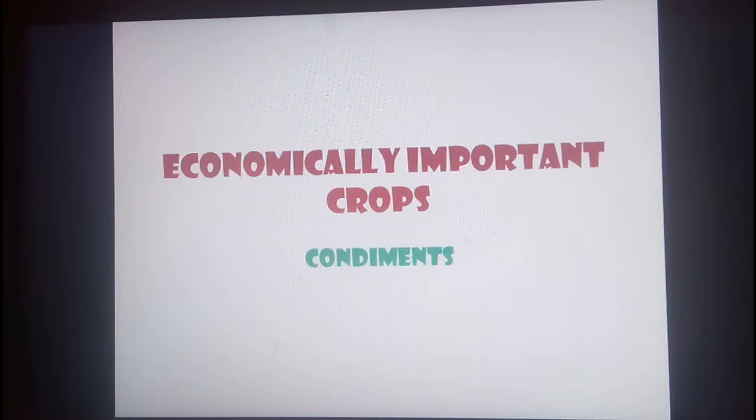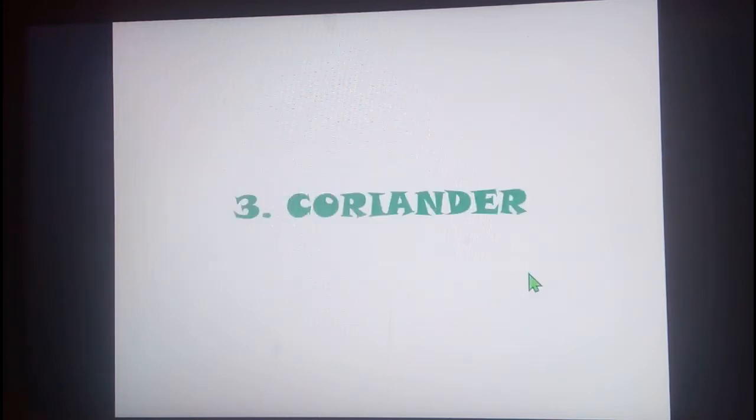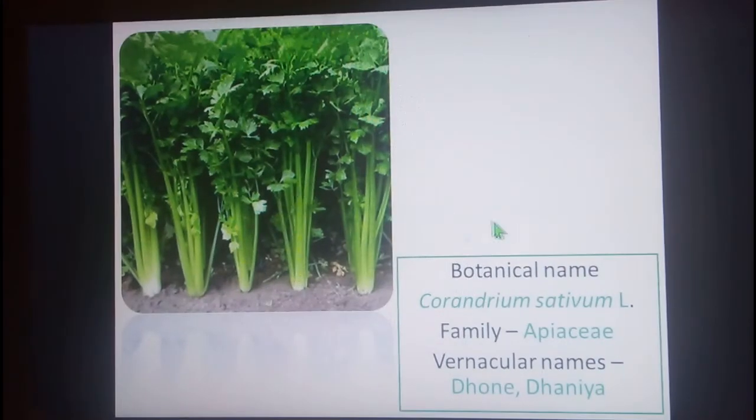Okay, so in this video we come to the third economically important condiment, that is the coriander. Now coriander is known as Coriandrum sativum. Its botanical name is Coriandrum sativum and it belongs to the family Apiaceae. And this particular crop plant is known by vernacular names such as dhoni or dhanya.